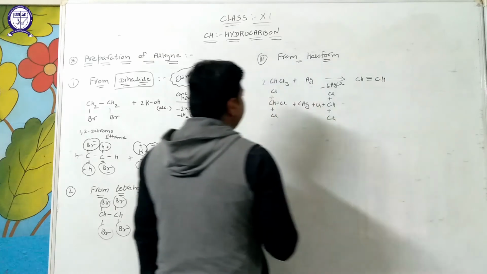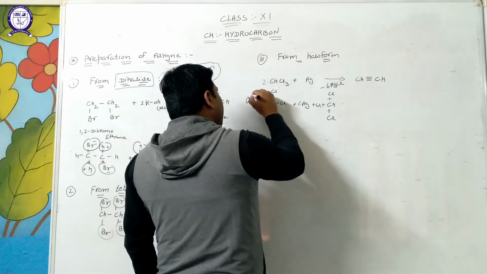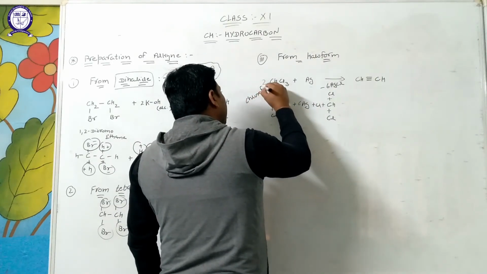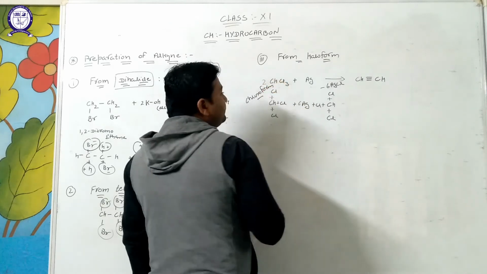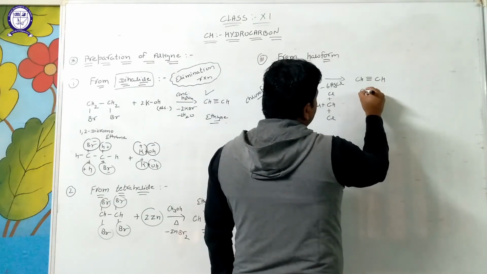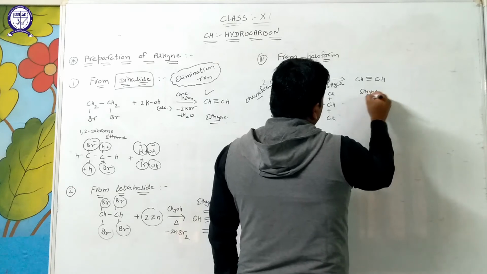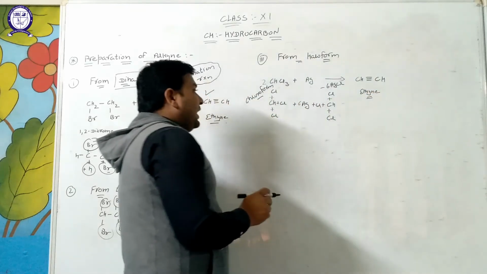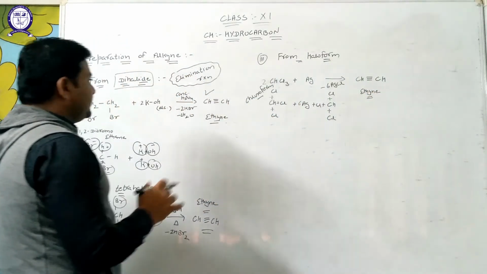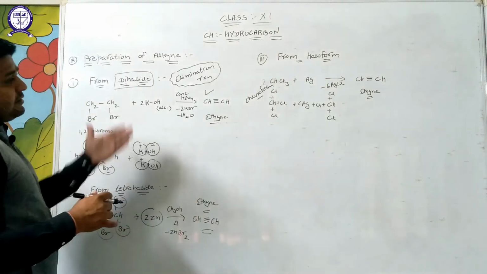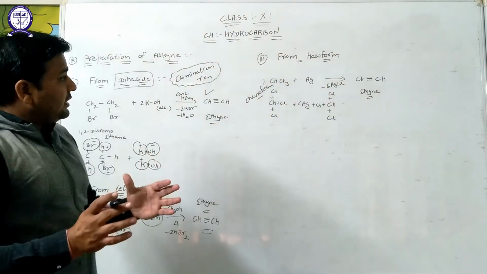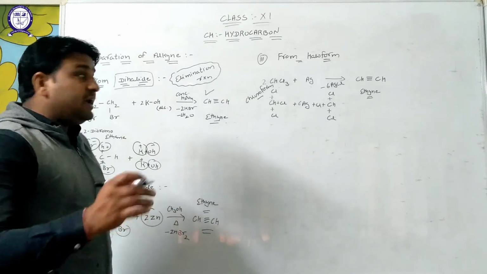These half bonds combine with each other and give the formation of a triple bond, and it gives CH triple bond CH. This means the chloroform molecule gives ethyne on elimination. First from dihalide, tetrahalide and haloform, in all cases the elimination process takes place.